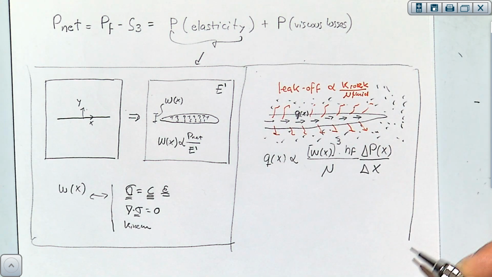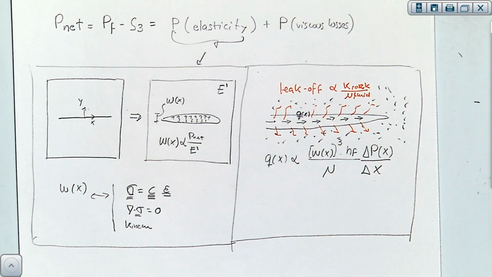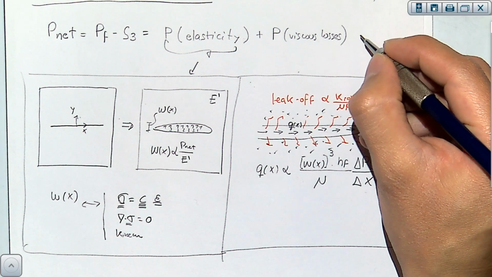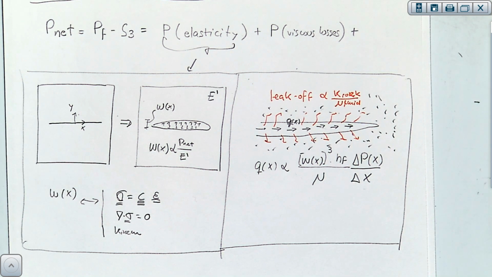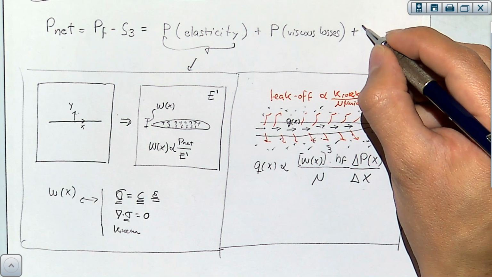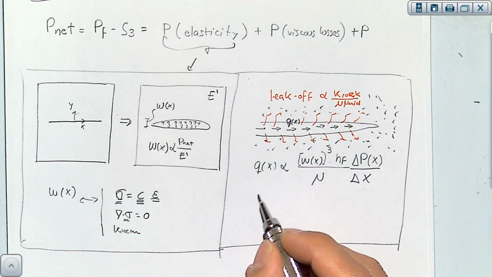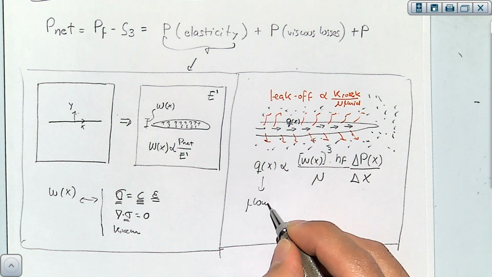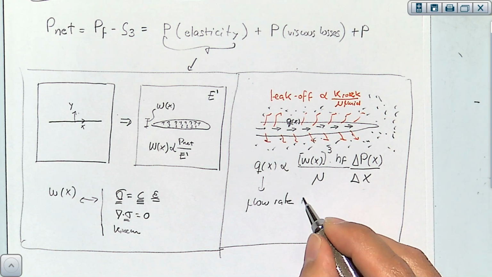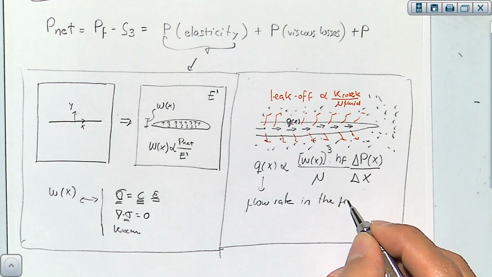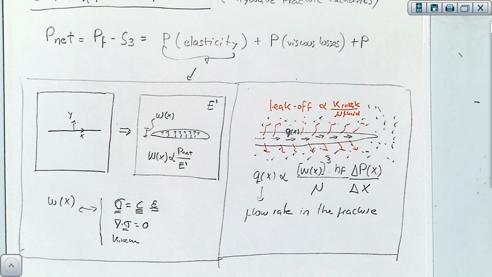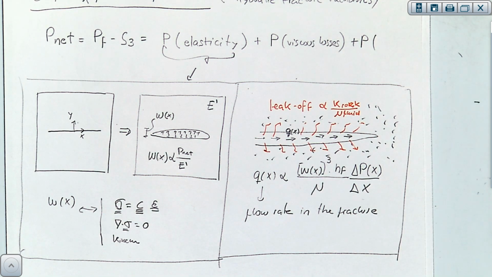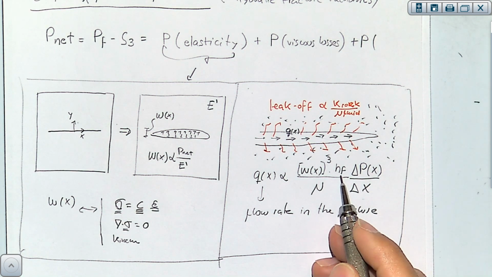And you're also going to need some energy in order to do that. And last, there's going to be one more. I'm sorry, what's Q again? Q is the flow rate in the fracture, HF, of the hydraulic fracture.